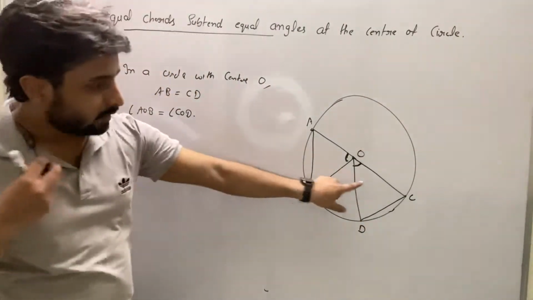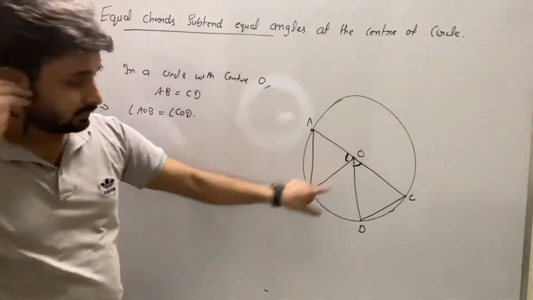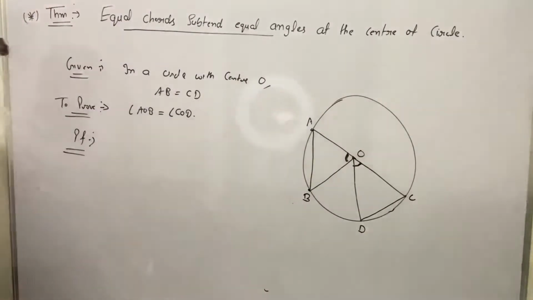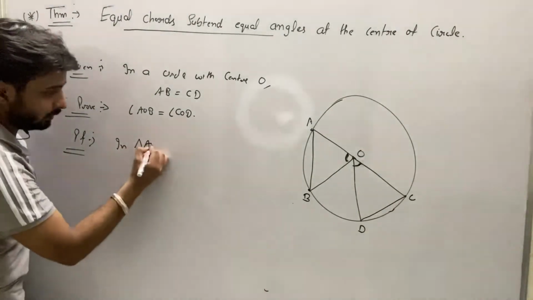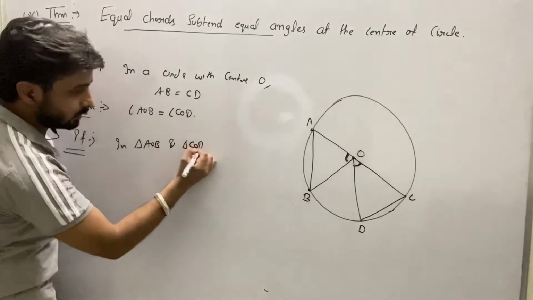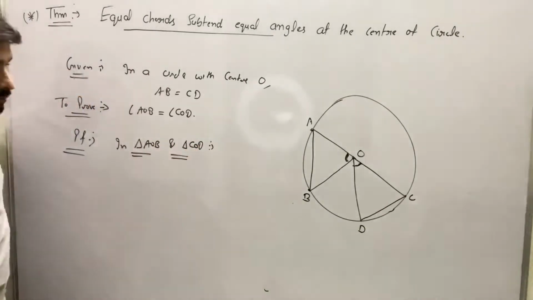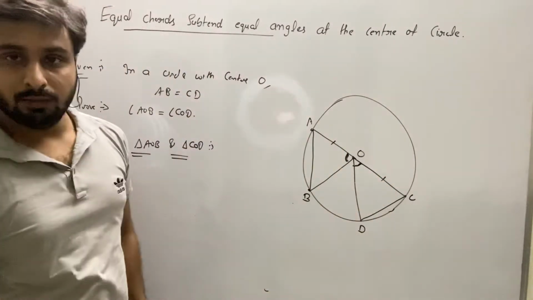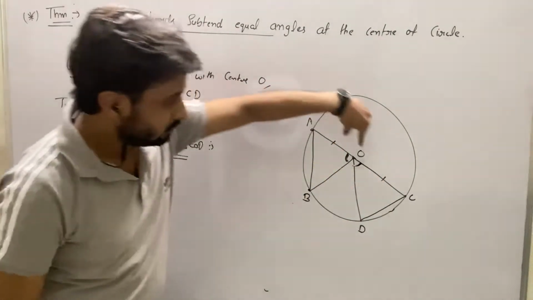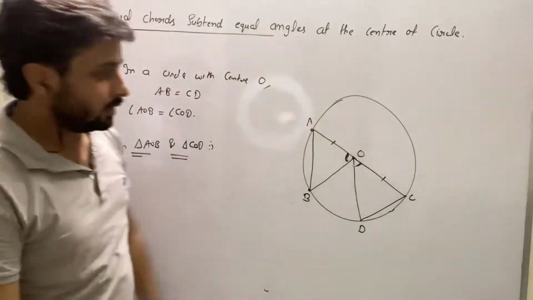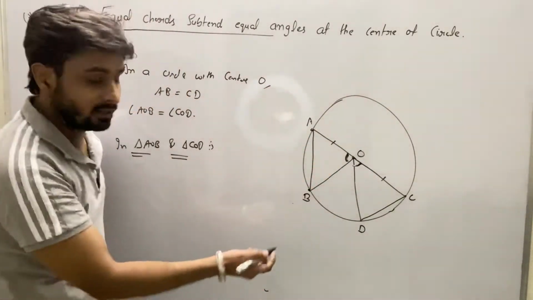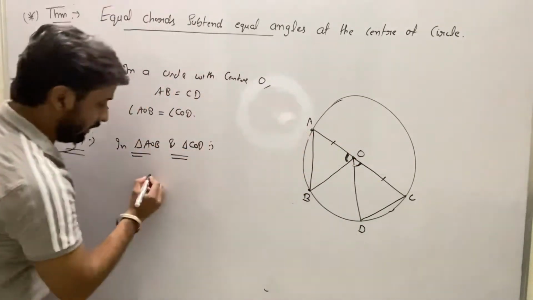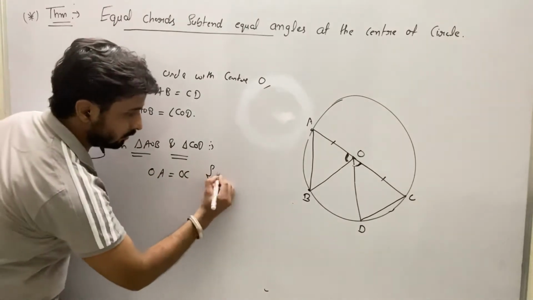Now you can see these two triangles. If I prove these two triangles are congruent, then by CPCT I will be able to prove that these angles are equal. So let's start. In triangle AOB and triangle COD, these are the two triangles being formed. First of all, which sides of these triangles will be equal? You can say OA and OC. Why are they equal? Because they are radii. Radii of a circle are equal. I have told you that a radius is a fixed distance from the center to any point on the circumference. So OA equals OC because of radii.